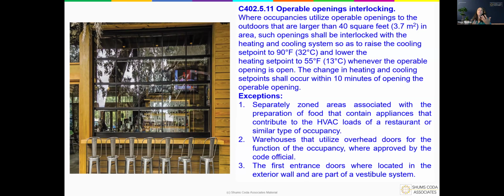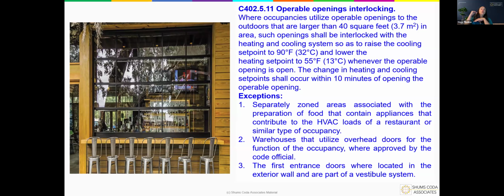And so what this does is says, hey, if you have an opening that's larger than 40 square feet, all of a sudden, if that window, opening, door, whatever it is, has been open for more than 10 minutes, now you're going to change the set point for your heating and cooling.